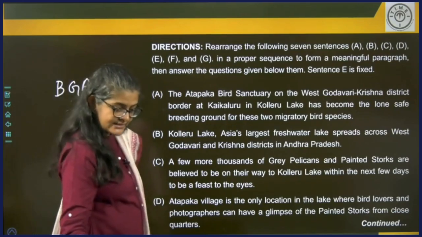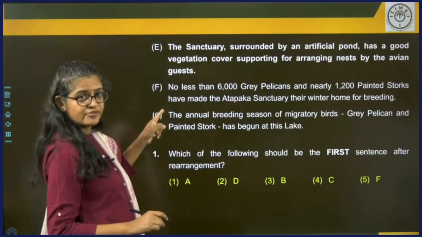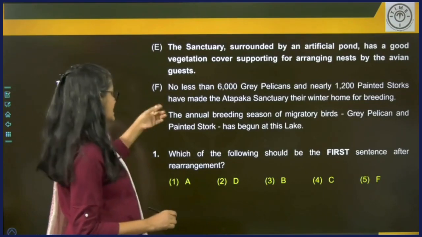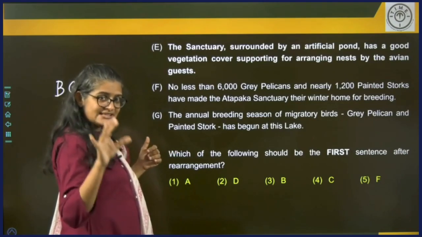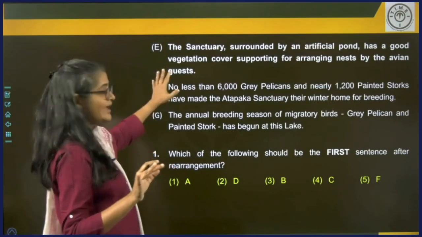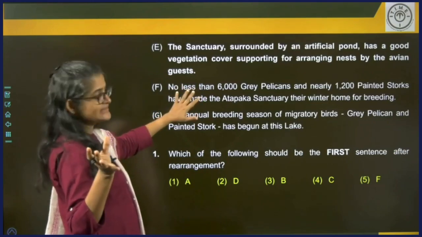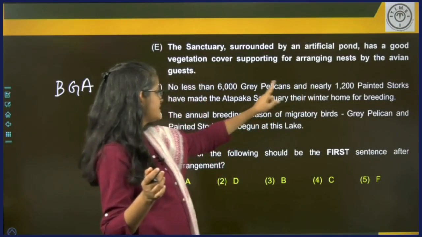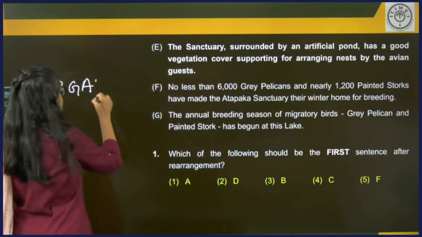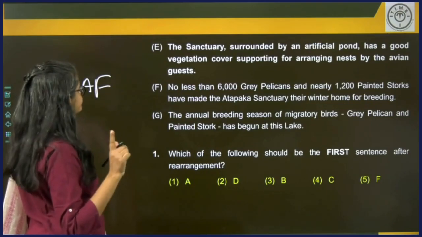Now what will come next? There is a sentence which talks about the exact number of these species. That should come next, right? Logically, there is a sanctuary, then we have to talk about the birds in the sanctuary, the number of birds in the sanctuary. F, no less than 6,000 grey pelicans. So this comes next. Are you getting the sequence?